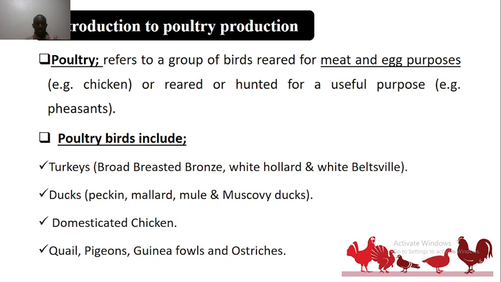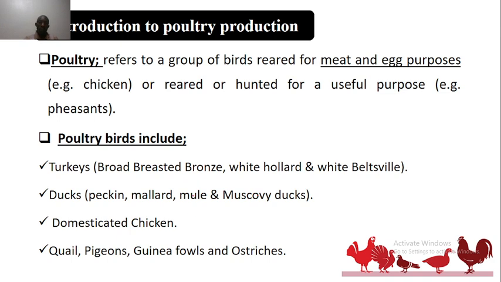Next, we look at ducks. Ducks have various breeds. For example, we have the Peking ducks, the mallard ducks, the mule and the muscovy. The Peking ducks are common within China. The mallard, these are from South America. We have the muscovy. These are the common ones here in Africa, but they are also from outside, not only China. Then the mule. The mule ducks are just a result of crossing the muscovy duck with any other breed. You produce what you call the mule ducks.